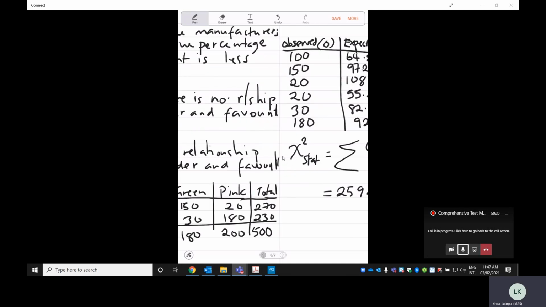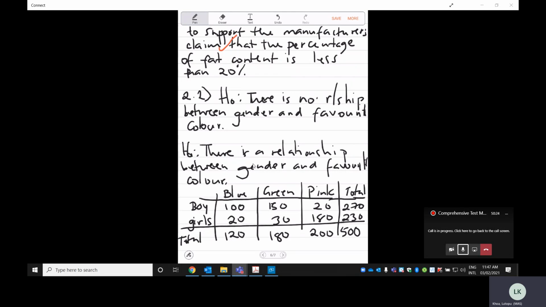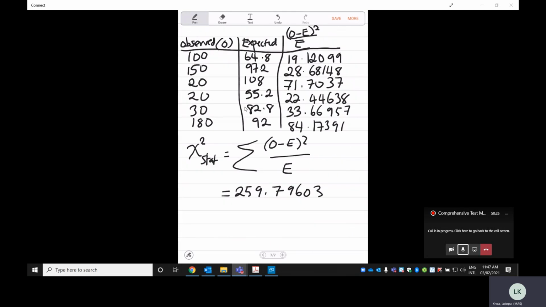So step number 1 was your hypotheses. Step number 2, your test statistic. Step number 3 is your decision rule. So for the rule, we have the chi-square value that we need to read from the table. Here we have 0.05, and our degrees of freedom we need to calculate. It's row minus 1 multiplied by column minus 1. How many rows do you have? Subtract 1. How many columns do you have? Subtract 1, and then multiply the two. That will give you the degrees of freedom.